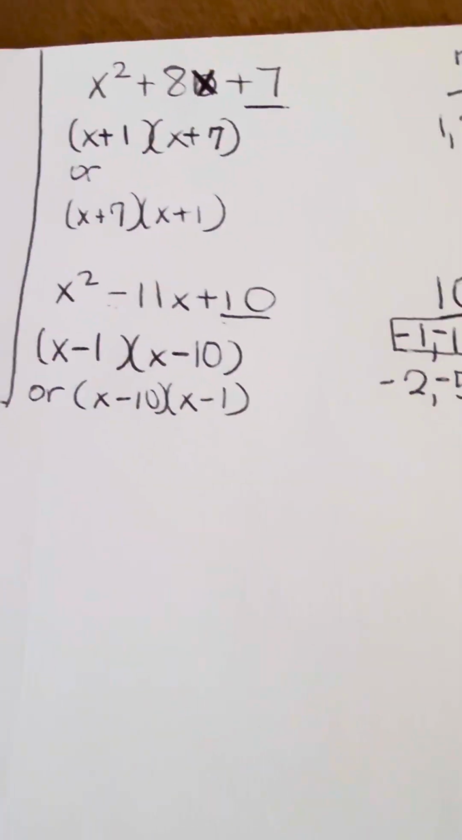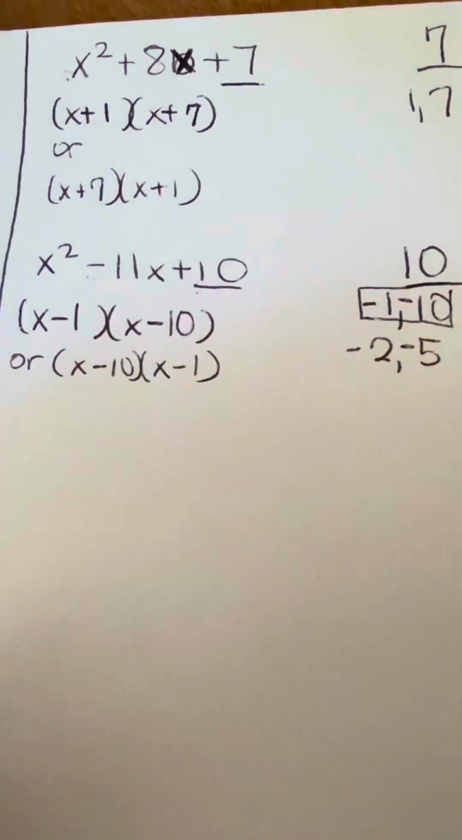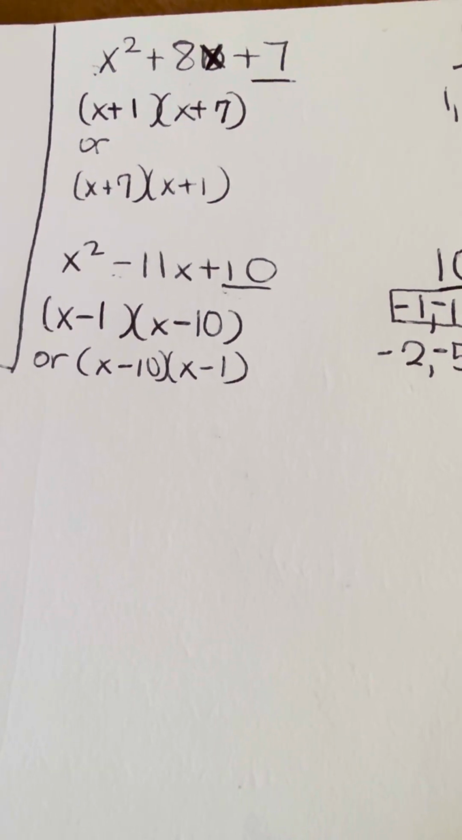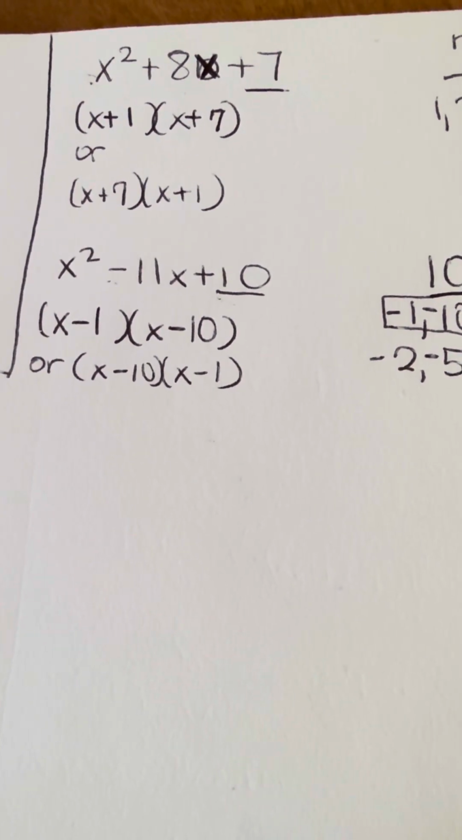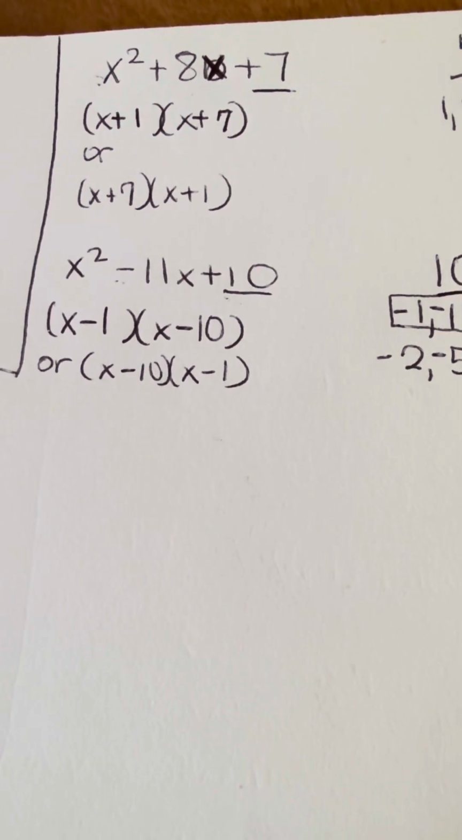Either way, that's how you do factoring when your A value, your value in front of your variable squared, and your final value, your C value, your end constant, is a positive. And then the middle term obviously determines the rest of it.